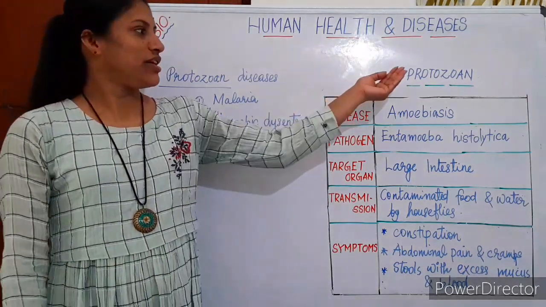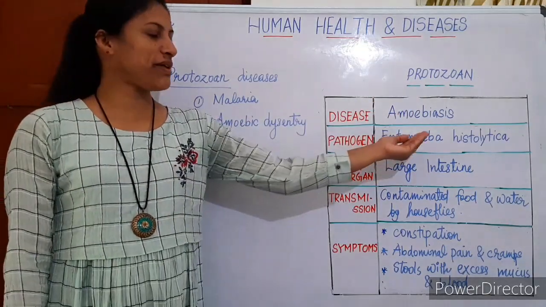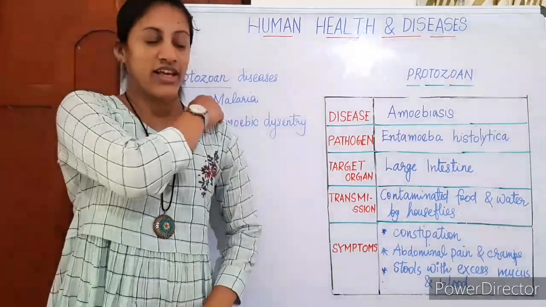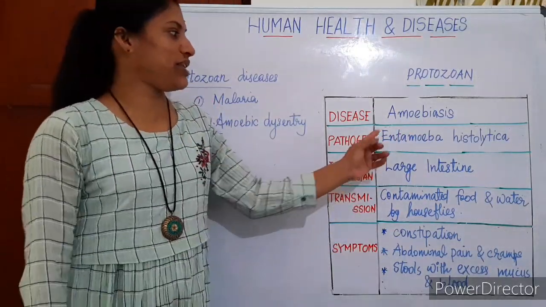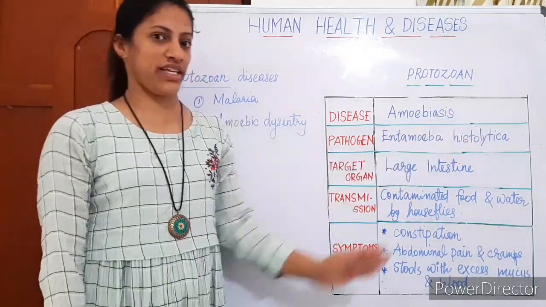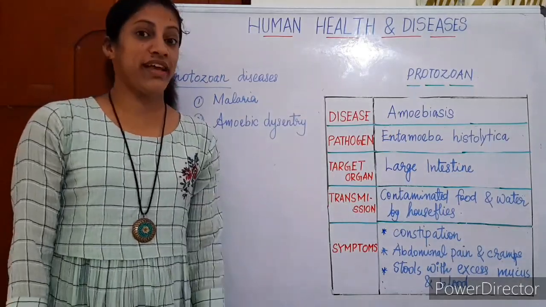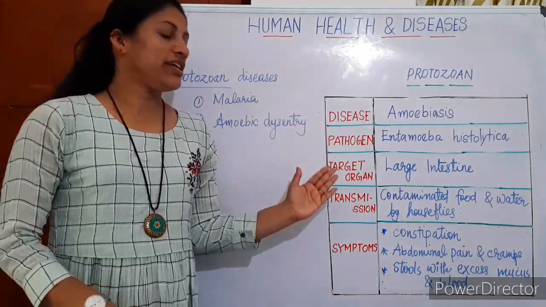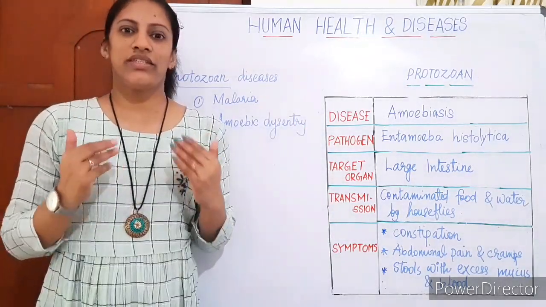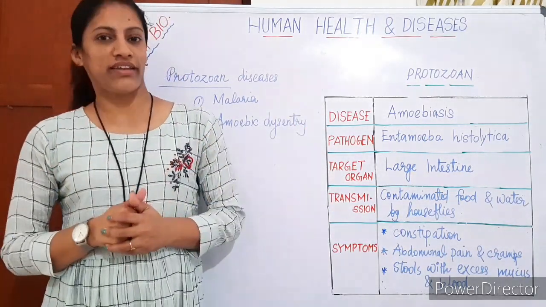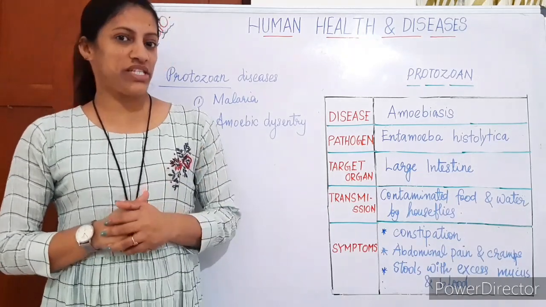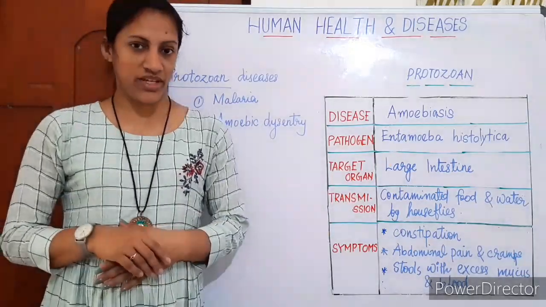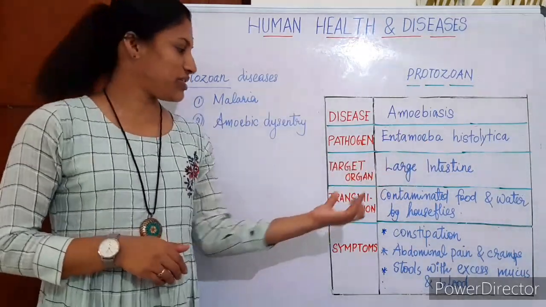It is caused by the protozoan Entamoeba histolytica. The disease name is amoebiasis, caused by the pathogen Entamoeba histolytica. Note down the spellings; the species name is histolytica. Then its target organ, where this parasite attacks: this unicellular pathogen Entamoeba inhabits the large intestine. Its target organ is the large intestine.